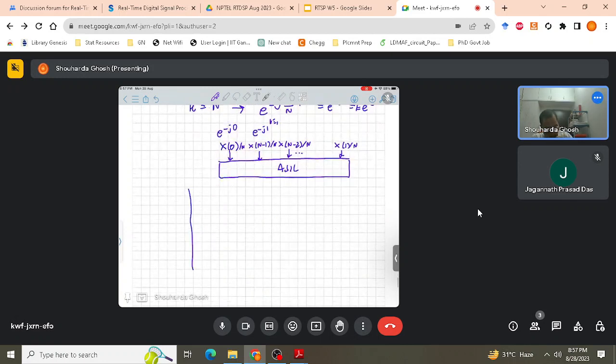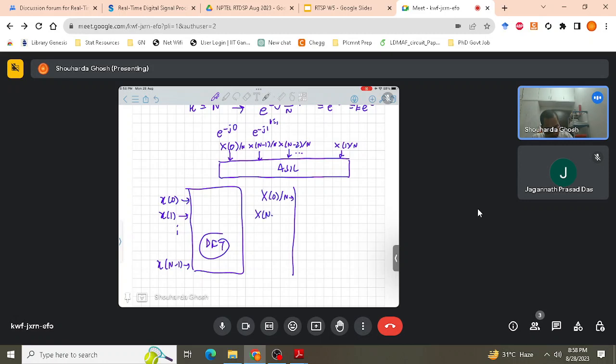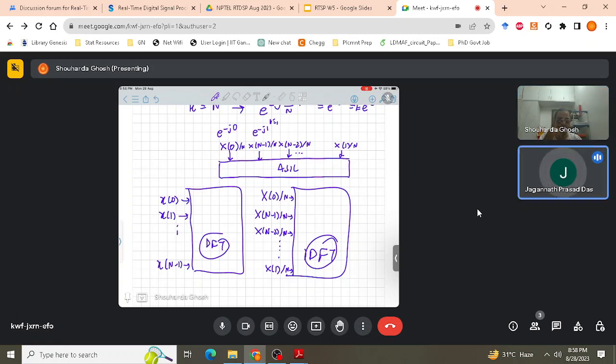So the same chip which used to take x of 0, x of 1, all the way till x of n minus 1 as inputs for DFT, for IDFT, what will it take? X of 0 upon n, x of n minus 1 upon n, x of n minus 2 upon n, all the way till x of 1 upon n. Okay, then you will be able to calculate the IDFT. Is this clear, how all these tricks have been done? Yes, it's clear. Good.